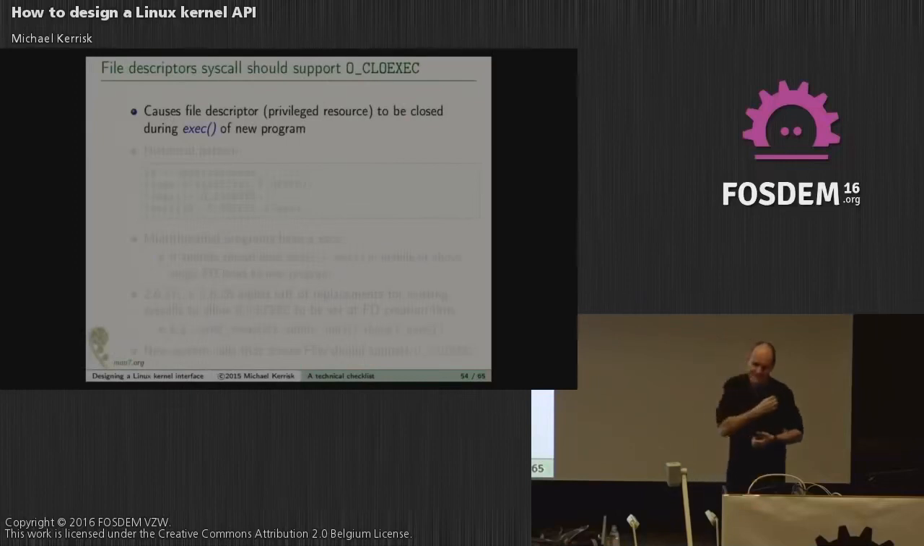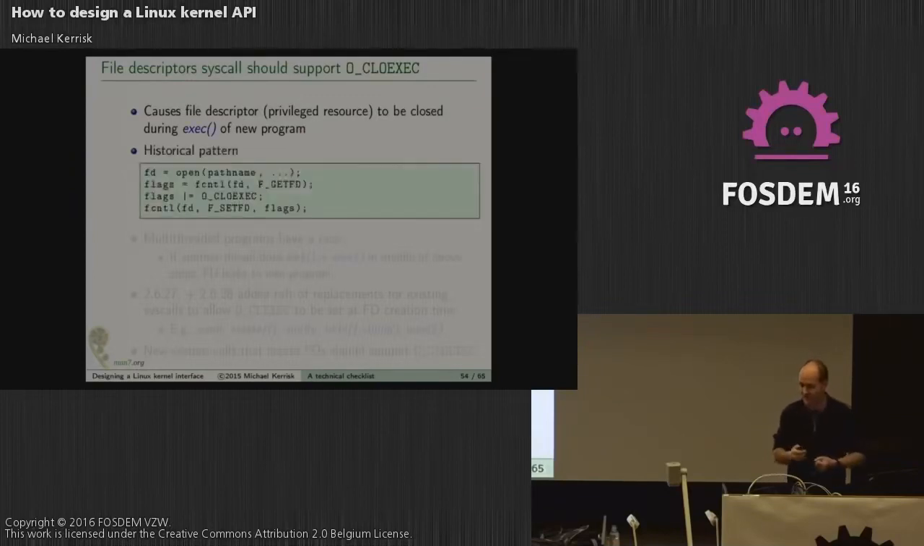There are some other consistent patterns as well nowadays. If you create a system call that creates file descriptors, you should always have a way of creating the file descriptor so that the close on exec flag is immediately turned on. This is close on exec, if you're not sure what it means, by the way. When you create a file descriptor and then you do an exec, then file descriptors by default are preserved for the new program. This is a feature.